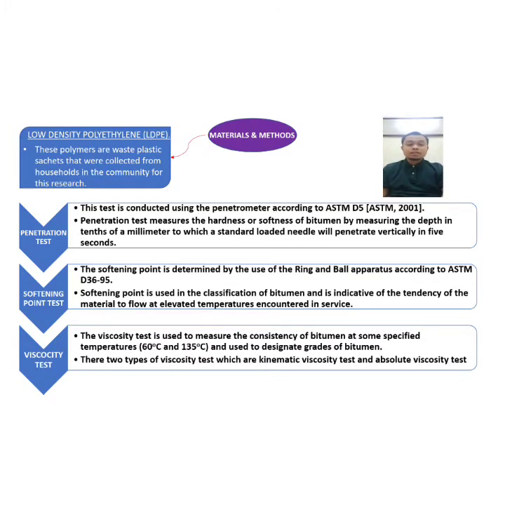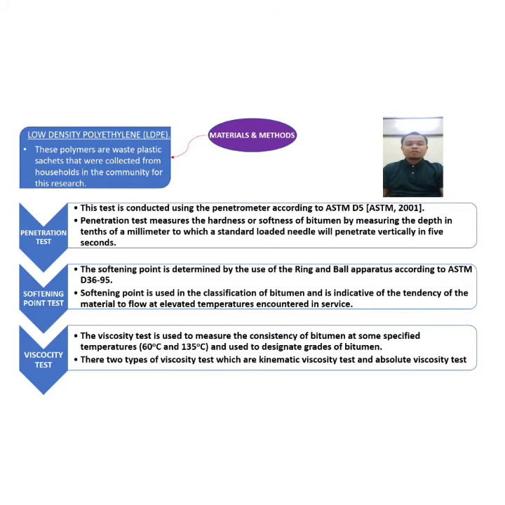And the last test that has been included is the viscosity test. Viscosity is defined as the ratio between the applied shear stress and the induced shear rate of a fluid. This viscosity test is used to measure the consistency of bitumen at a specific temperature, and it is used to designate the grade of the bitumen. The lower the viscosity of bitumen, the faster the bitumen will flow under the same stress. There are two types of viscosity test: the first is the kinematic viscosity test, and the second is the absolute viscosity test.